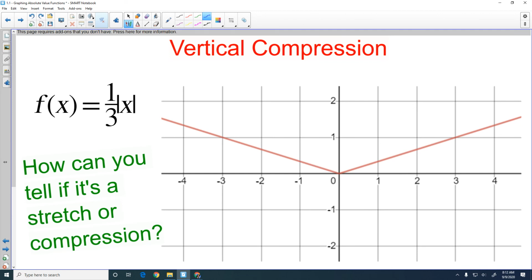But there's a number in front of the absolute value of x, just like for the vertical stretch. So what's the difference between the two? Can you think of why this is a compression versus a stretch? The previous one I had 2 times the absolute value of x. This is 1/3 times the absolute value of x. Still, there's a number in the same place being multiplied. But why is this a compression instead of a stretch?